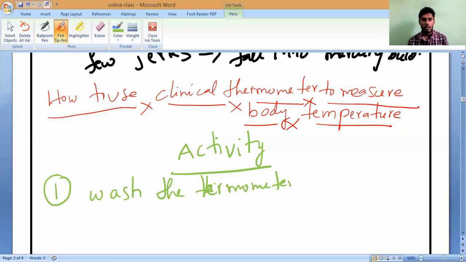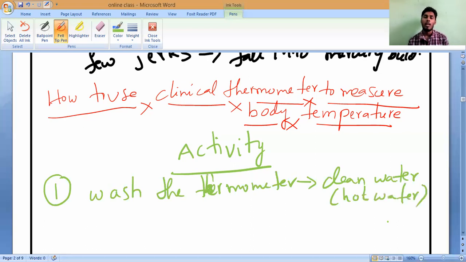Wash the thermometer. You can wash it with clean water. Hot water is even more secure, because it kills any germs that are there. Or else you can use an antiseptic solution.